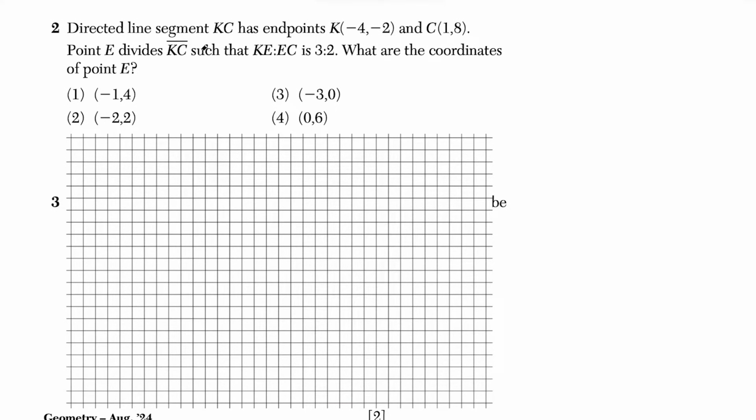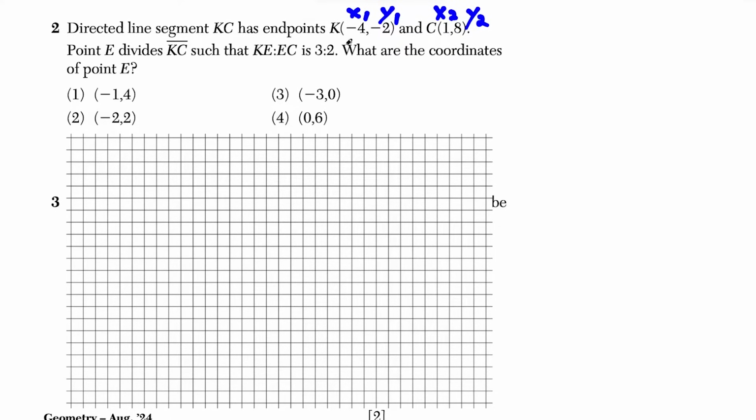Question 2, we have directed line segment KC has endpoints K at -4, -2, and C at 1, 8. And point E divides KC such that the ratio of KE to EC is 3 to 2. And we want to know what are the coordinates of point E. So one way to do this question would be to use the formula. When I have my points here, the point that is all the way to the left, I call x1, y1. And then the point that goes all the way to the right, we're going to call x2, y2.